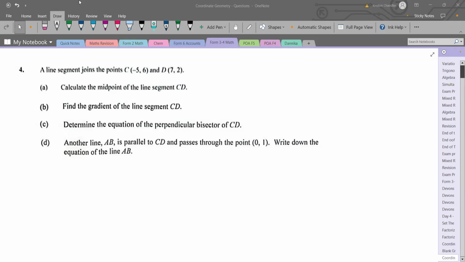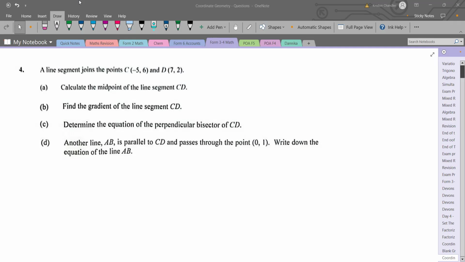Right. So first thing we're looking at here is this question. A line segment joins the points C (-5, 6) and D (7, 2). The first thing is to calculate the midpoint of the line segment. Then B is to find the gradient of the line segment. And then C, they're asking for an equation of the perpendicular bisector of the line CD.